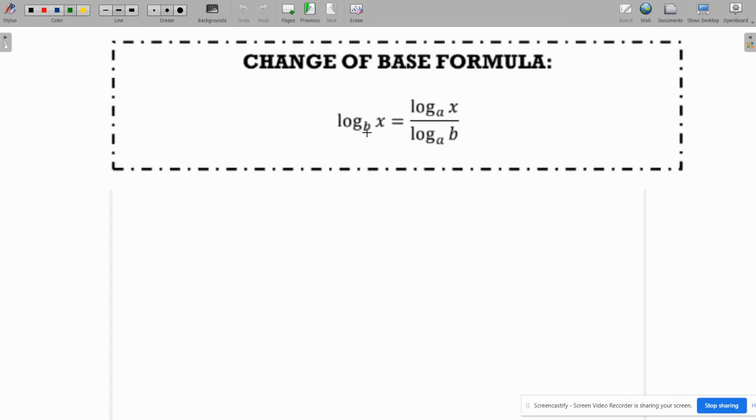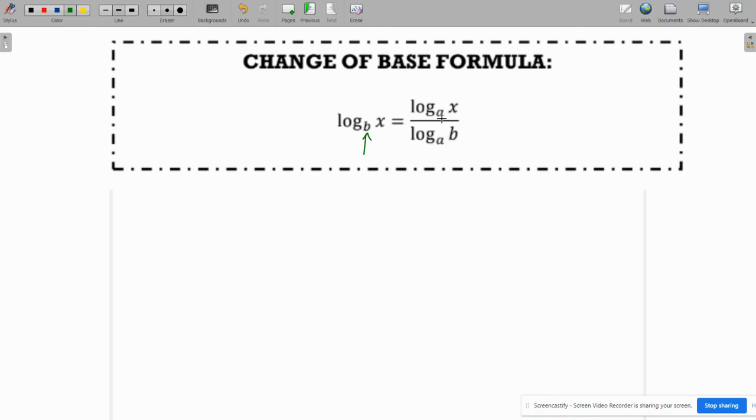What this says is log base b of x, where b is going to be something that's not 10, it's not e, it's going to be something like 8 or 5 or 6 or something like that, you can rewrite this as log base a of x over log base a of b. Now the x comes from here, where you're taking the logarithm of, and b was your original base. So you might be wondering, well, what's a? Well, a can be anything that you want.